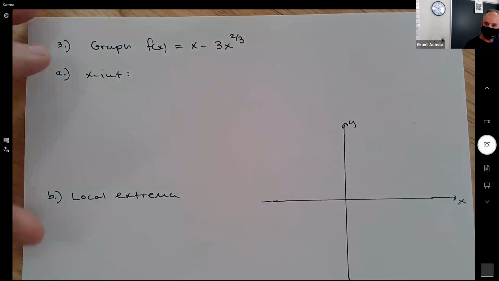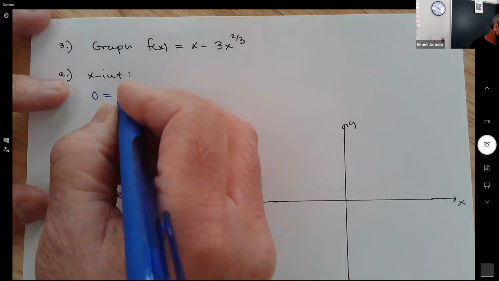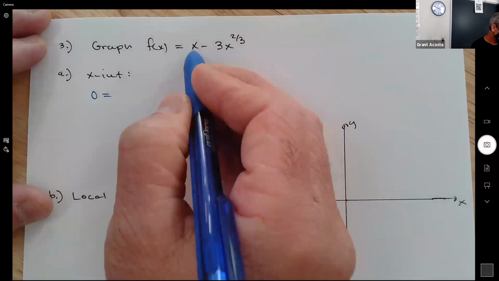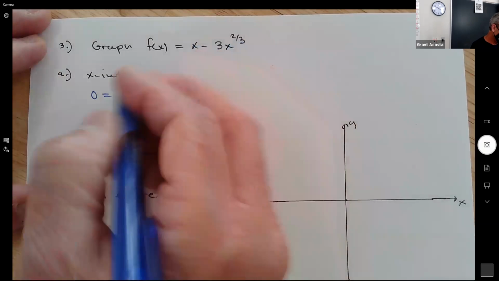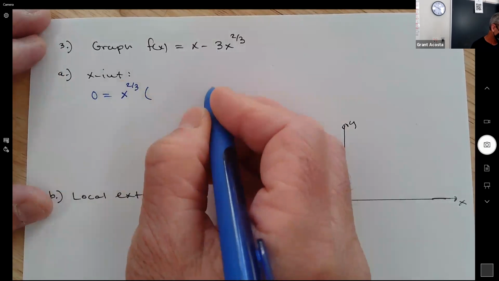So x minus 3x to the 2/3. I'm still going to try to find my x-intercepts here. And we found to find the x-intercepts, it was helpful to factor. So if I have x to the first and x to the 2/3, I'm actually going to take out x to the 2/3 because that's the smallest power.